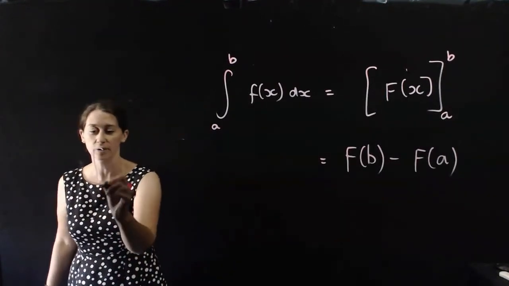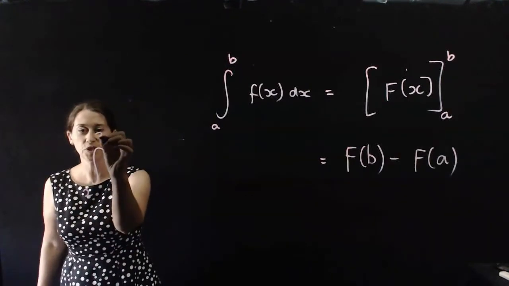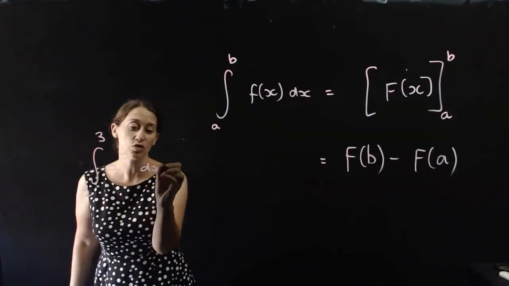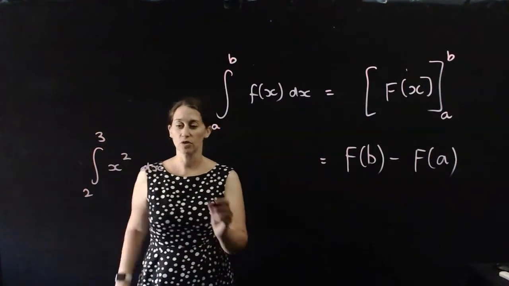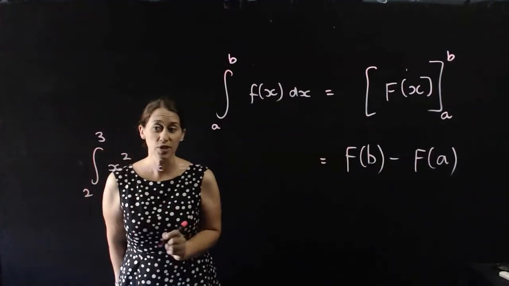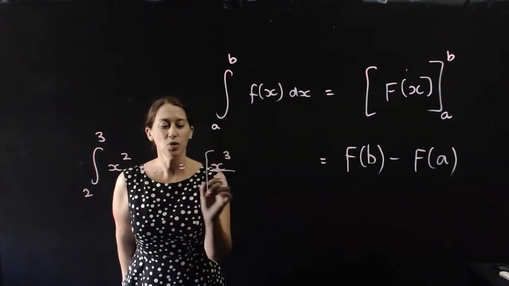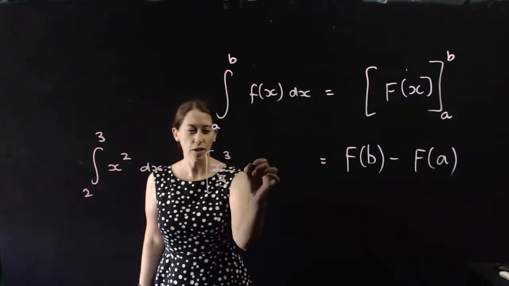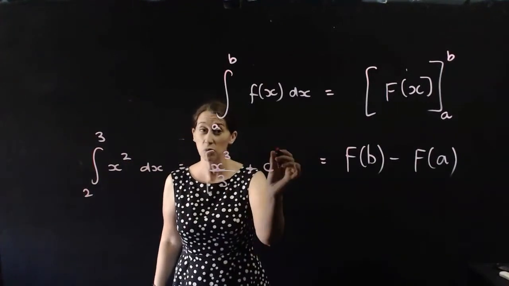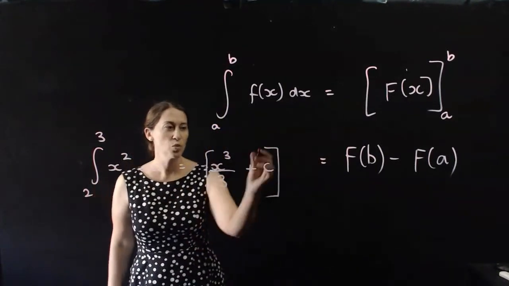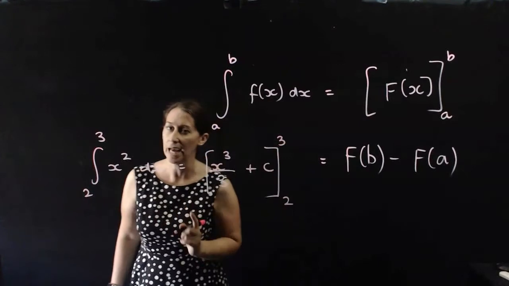Let's pick terminals 2 and 3. We're going to integrate the function x squared, and find the definite integral of x squared between 2 and 3. So first let's integrate. We get x cubed over 3. Now normally when we do this we add a constant, and we talked about why we do that in earlier videos.